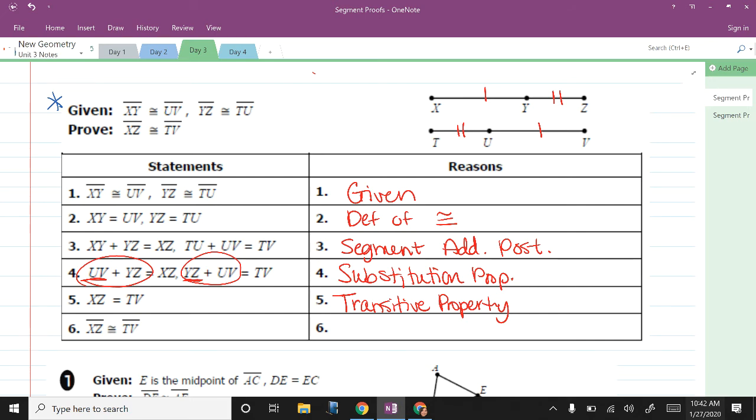Yeah, they went from equal measures to congruent objects, right? And that is the definition of congruence.